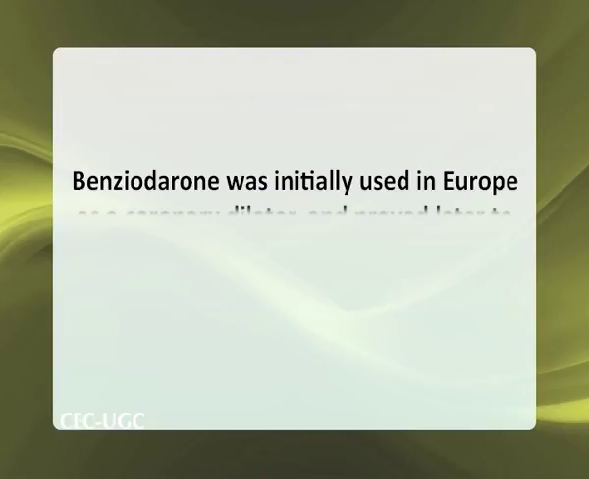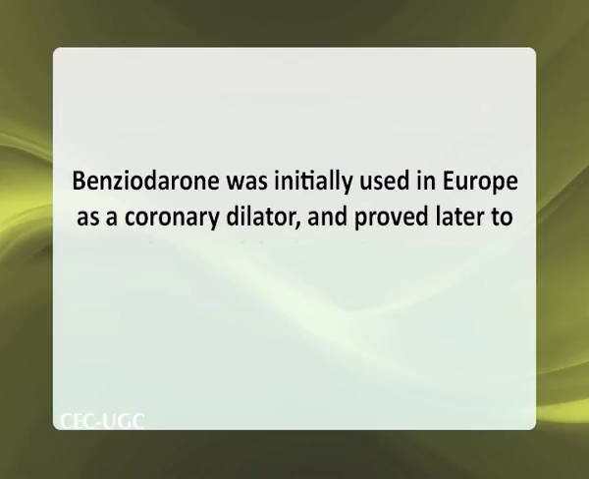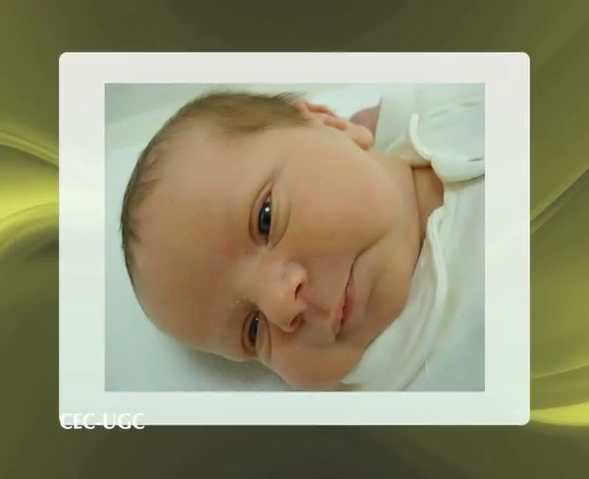Benziodarone was initially used in Europe as a coronary dilator and proved later to be a useful uricosuric agent. However, it is now withdrawn from the market due to several cases of jaundice associated with its use. The corresponding brominated analogue, benzbromarone, was specifically marketed for its uricosuric properties.